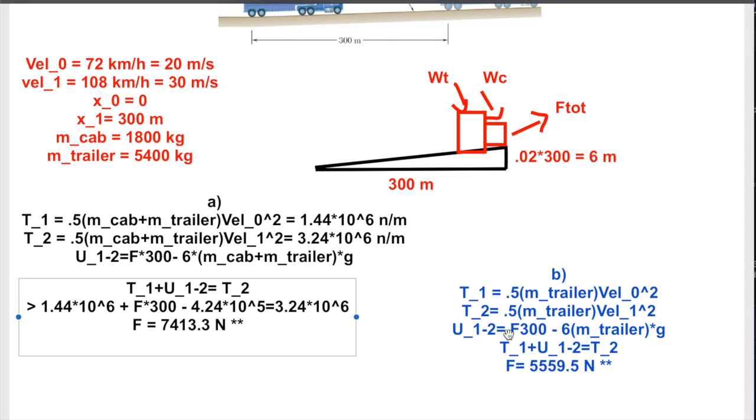The change in potential is that same F. So the force between the couplings times 300 minus the change in potential energy for the trailer. We plug it into our T1 plus change in energy equals T2 equation, and we find that the force between the trailers is 5559.5 newtons.